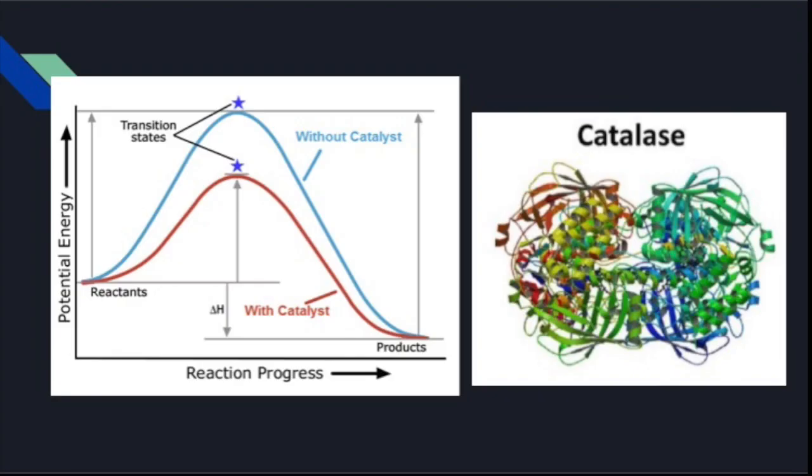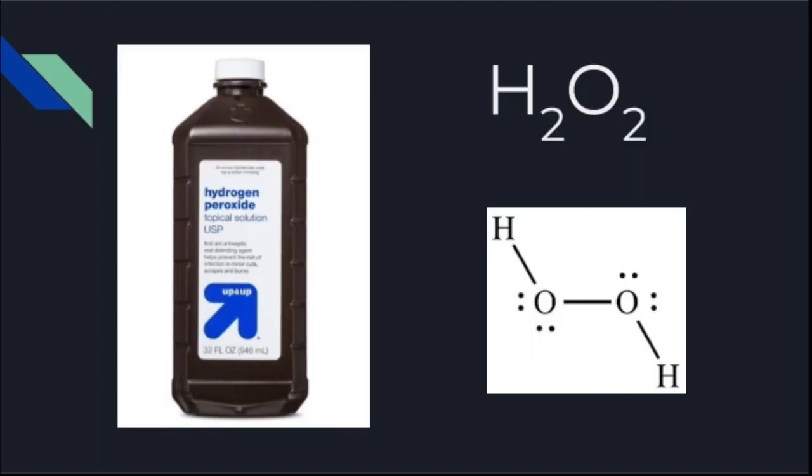The catalyst in our experiment is catalase. Catalase is a common enzyme that catalyzes the decomposition of hydrogen peroxide into water and oxygen. The substrate in our experiment is hydrogen peroxide, which decomposes into the products water and oxygen.